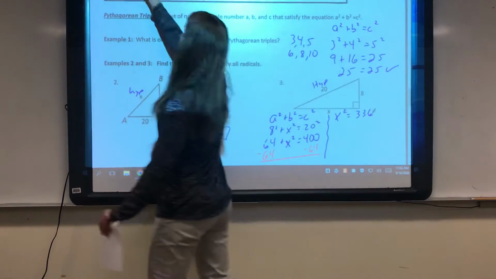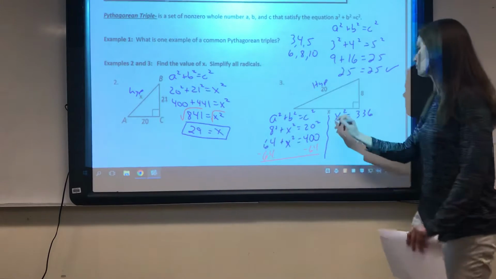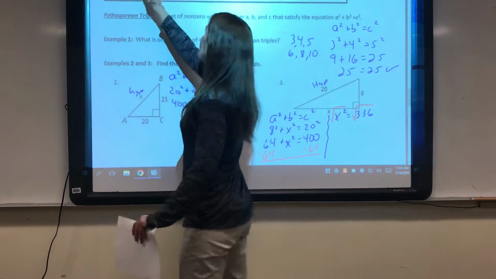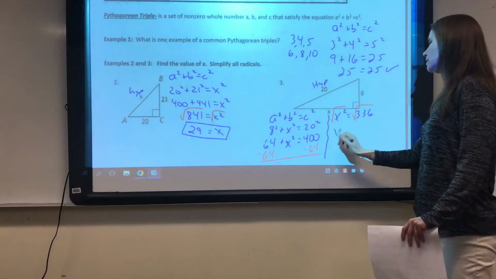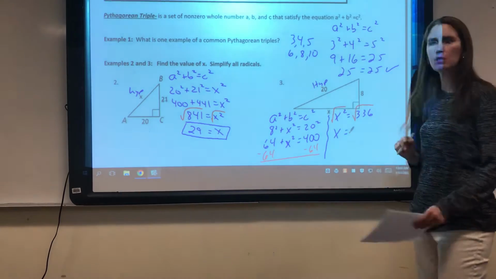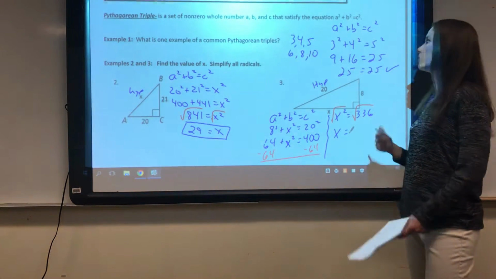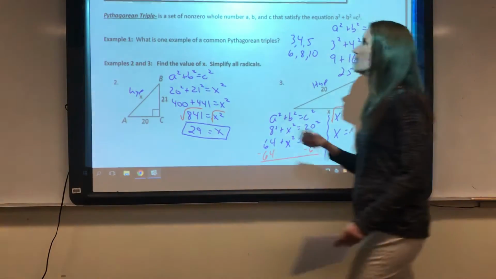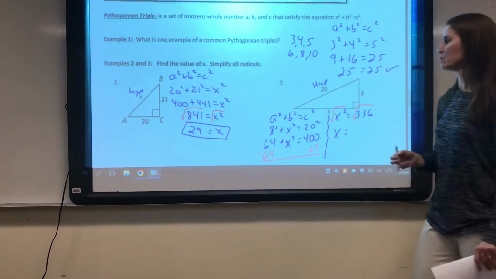From there, I know I need to take the square root of each side. Okay, and when I do that, I get x equals the square root of 336. If I try to put the square root of 336 in my calculator, I do not get a perfect square. So I have to think of what perfect square goes evenly into 336. If you're having a hard time thinking of perfect squares, it's often helpful to write them out.